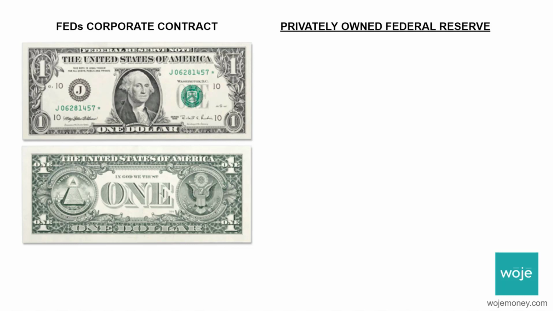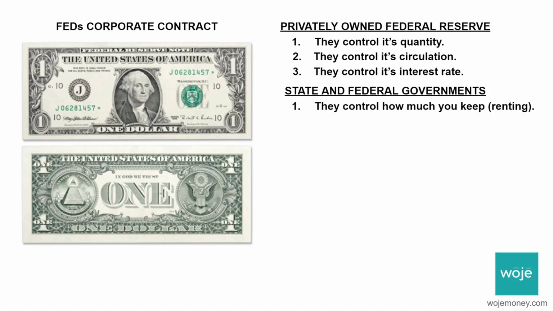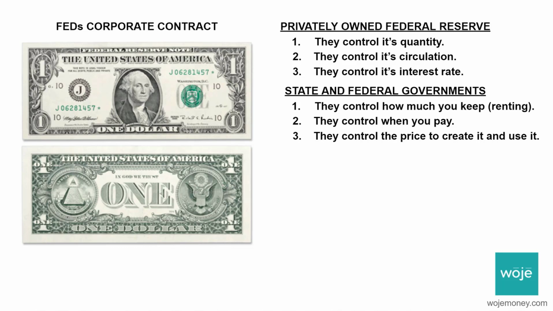It's privately owned, and so they control its quantity, they control its circulation, they control its interest rate. And then if you look at it according to state and federal government, they control how much you keep or how much you're renting. They control when you pay it. Now we're talking about taxes. They control the price to create it and use it. So in other words, if you want to create dollar bills, there's a price in doing it, and it's called taxation.